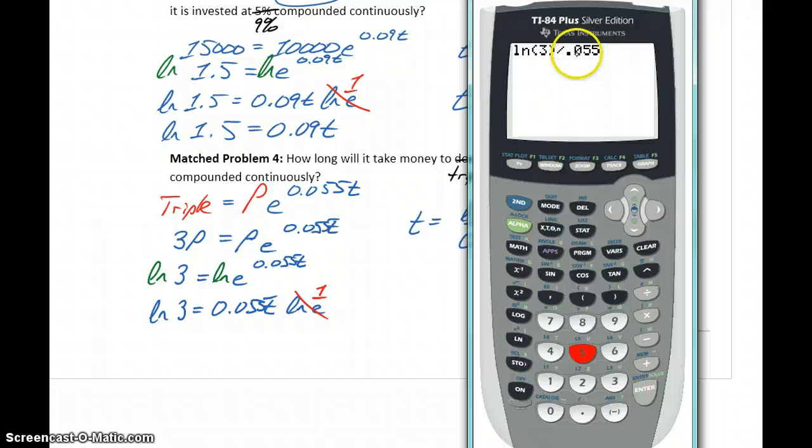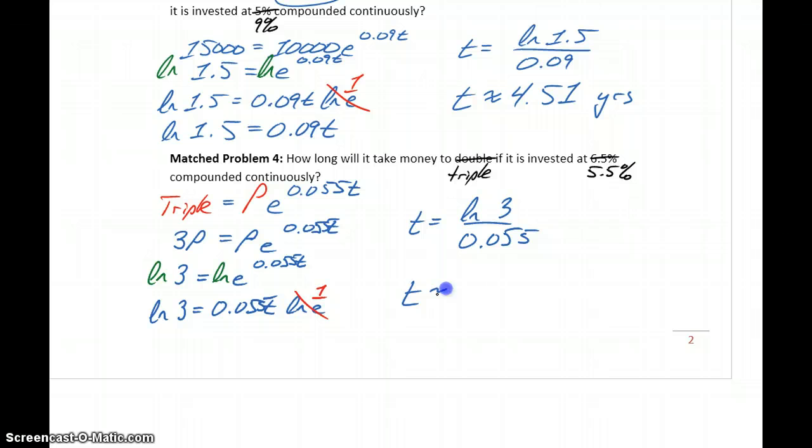So the natural log of 3 divided by 0.055 is going to be a little less than 20 years, about 19.97. So in about 20 years, this initial investment at a 5.5% interest rate will have tripled. And again, keep in mind this is true for any initial investment since we didn't include an initial value here.